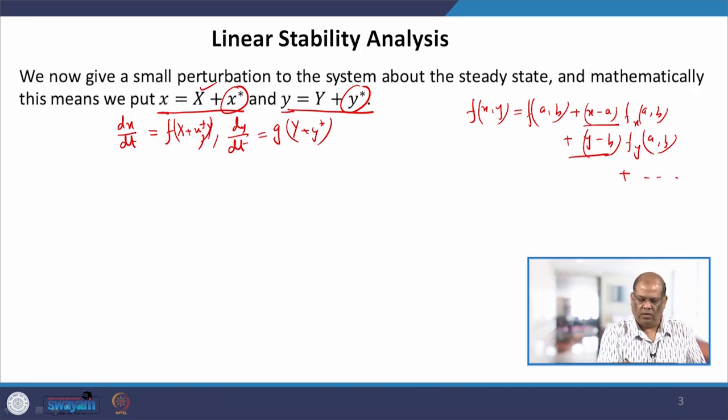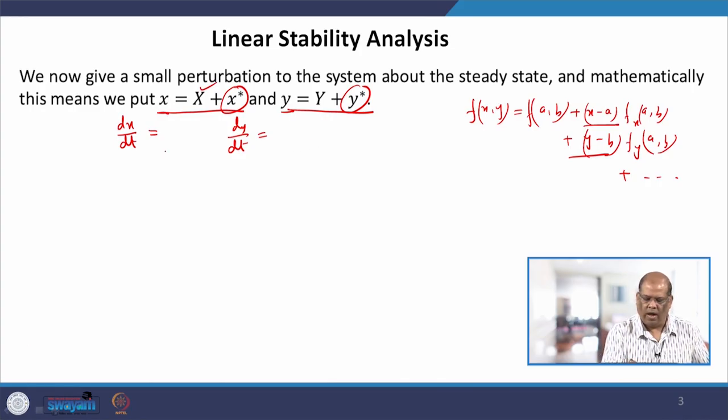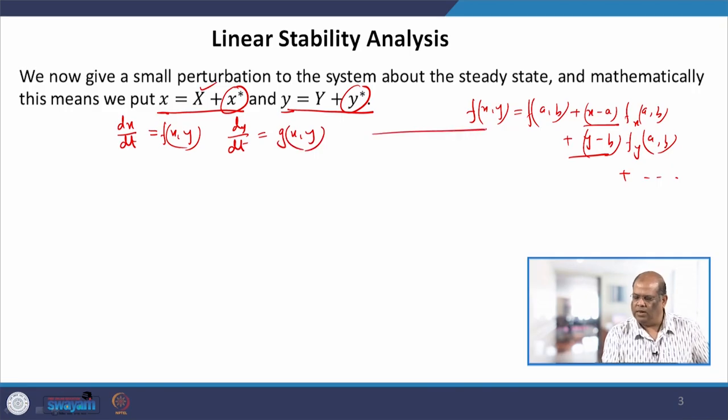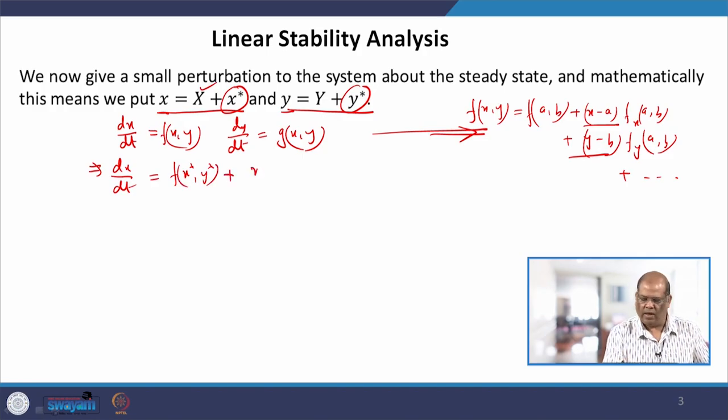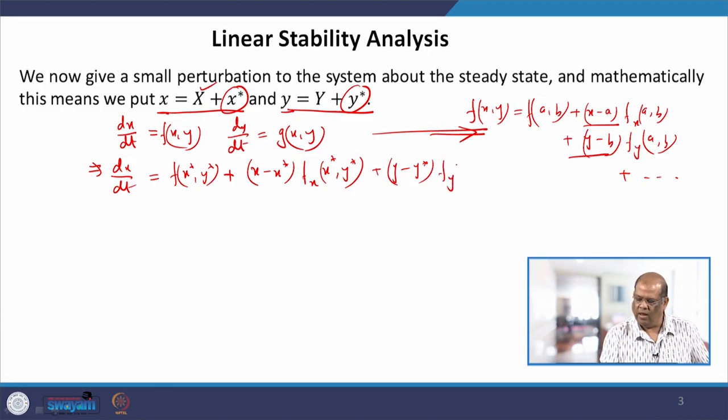Let me rewrite them: dx/dt equal to f(x,y) and dy/dt equal to g(x,y). I will be using the Taylor series expansion on these. If I take the first equation, this will give me dx/dt equal to f(x*, y*) plus (x minus x*) into fx(x*, y*) plus (y minus y*) into fy(x*, y*) plus higher order terms.